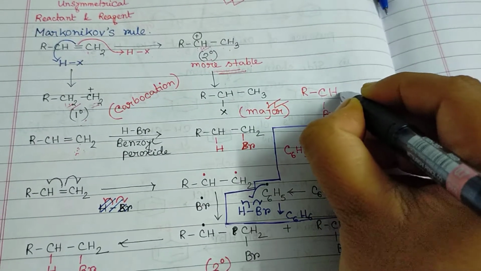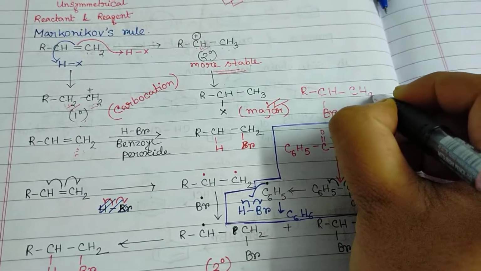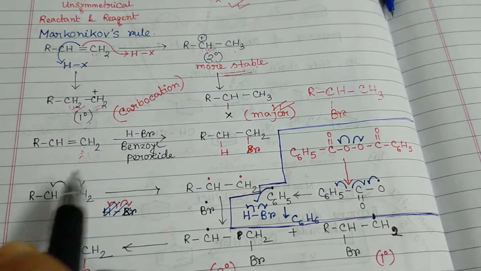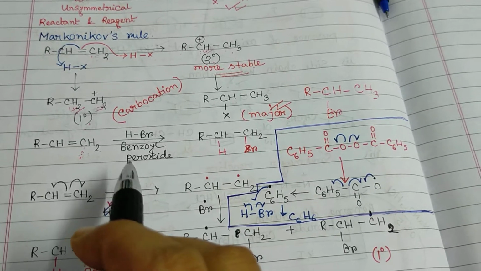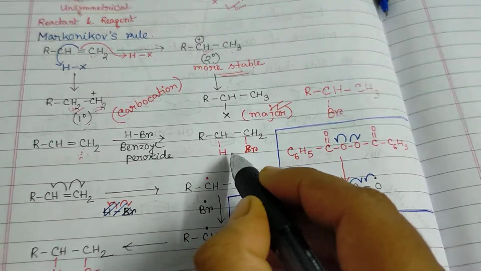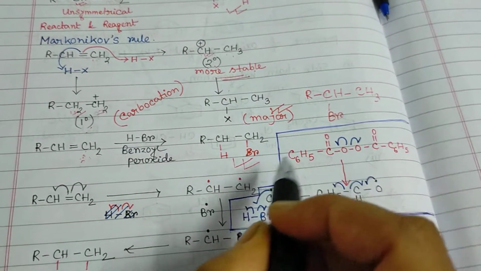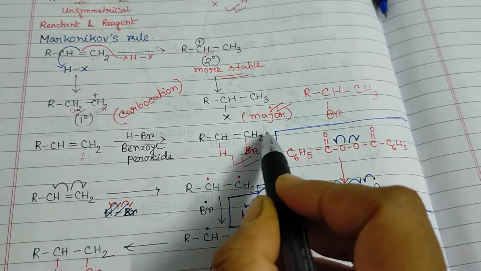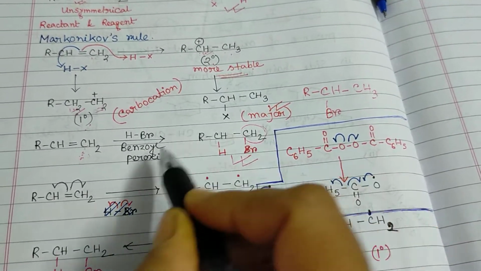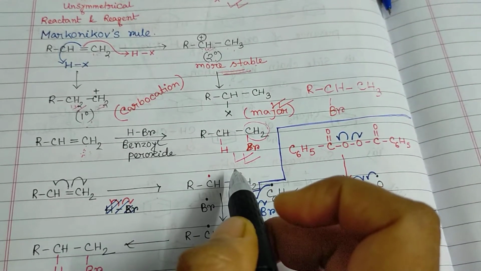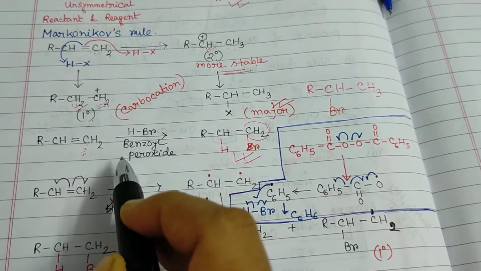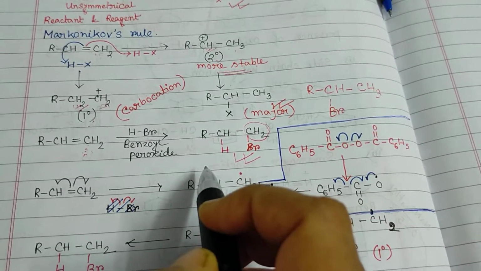RCHBr and then methyl. But if we take that same HBr with benzoyl peroxide, then we can see that the product is different. The bromine is adding to the more hydrogenated carbon. So that means it is anti-Markovnikov's rule. So why is this opposite reaction occurring?